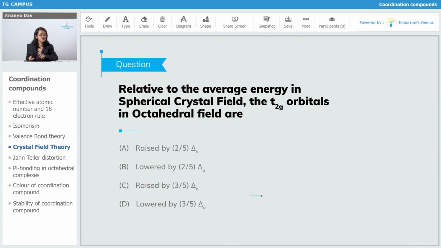So we know that when the d orbitals are excited, they split to give Eg orbitals and T2g orbitals. If this is the barycenter, then the Eg orbitals increase in energy by 3 by 5 del O, and the T2g orbitals get lowered in energy by 2 by 5 del O. So the correct option is B.